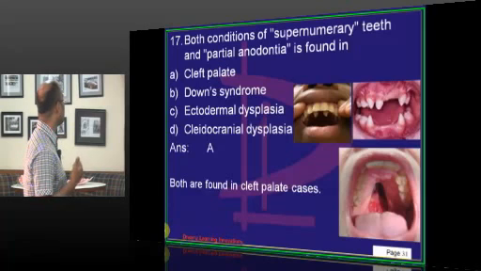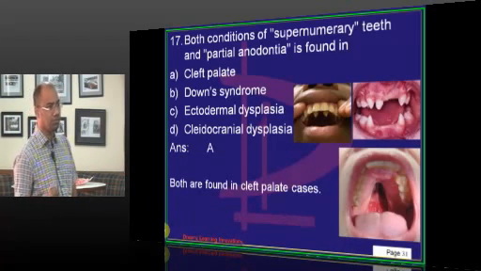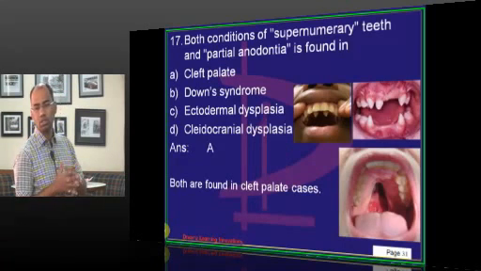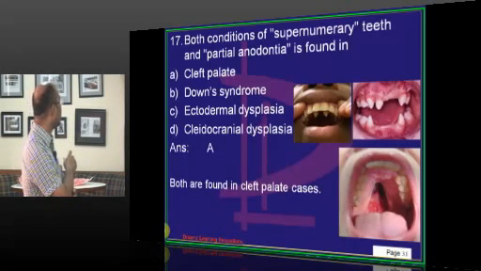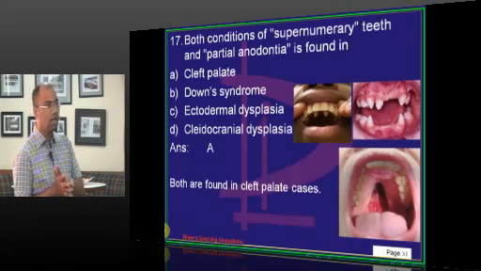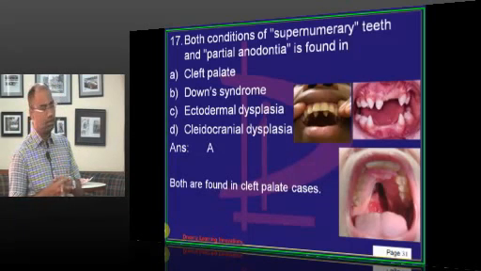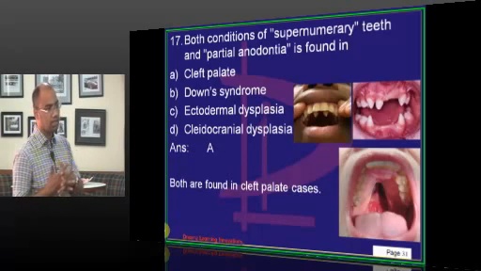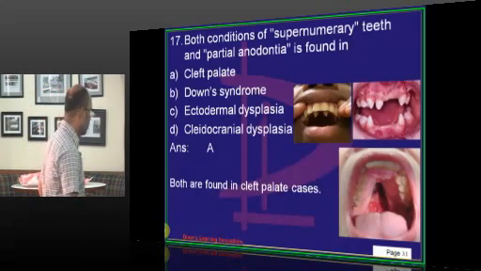Both conditions of supernumerary teeth and partial anodontia are found in which condition? Supernumerary is extra teeth, and anodontia is absence of teeth. So in the number, you are seeing both contrasting features: one is more teeth, the other is fewer teeth. It is commonly seen in cleft palate, where if the cleft is running through the alveolus, that portion of the teeth are missing. Many a times you see mesiodens or supernumerary teeth also, and the missing teeth are the lateral incisor, canine or premolar, because that is the region where the cleft normally runs.